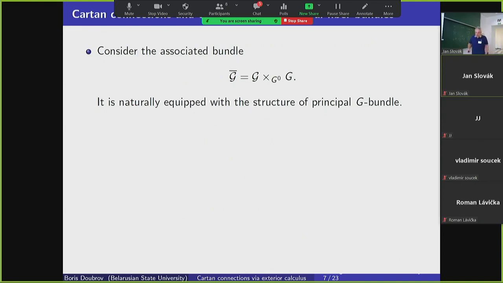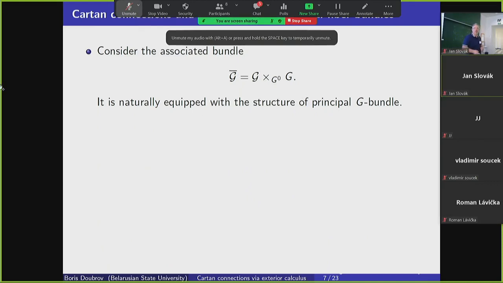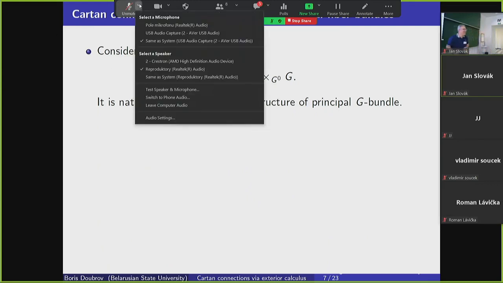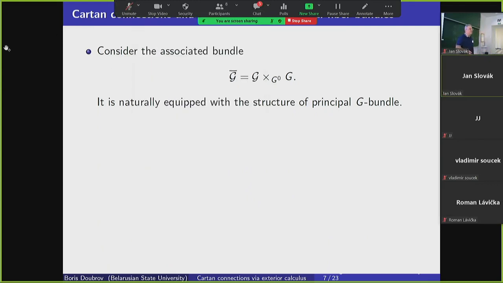So this is an example of how one can do this. So this is one of the tricks you are always playing when you're dealing with explicit coordinate representation of Cartan connections. You try to fix a section to make your forms look a bit nicer in a given coordinate system.